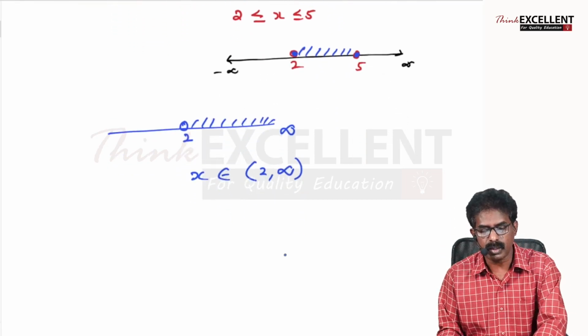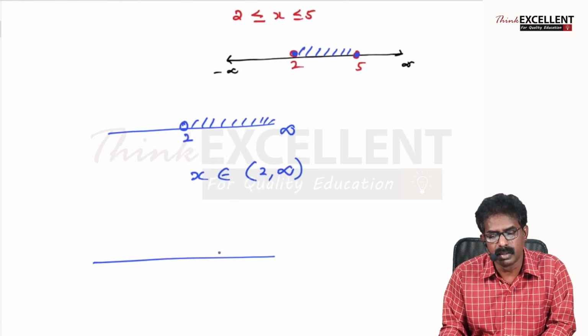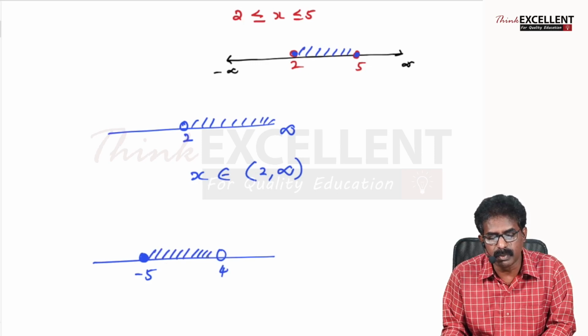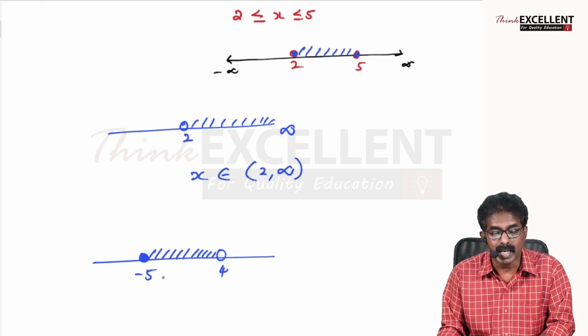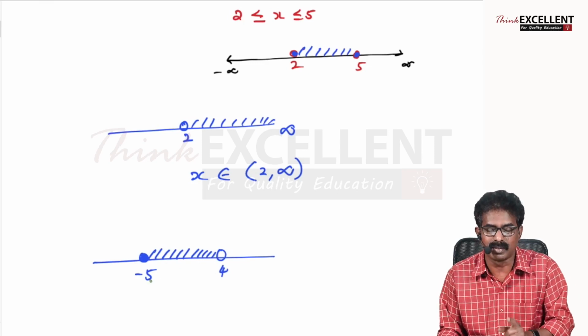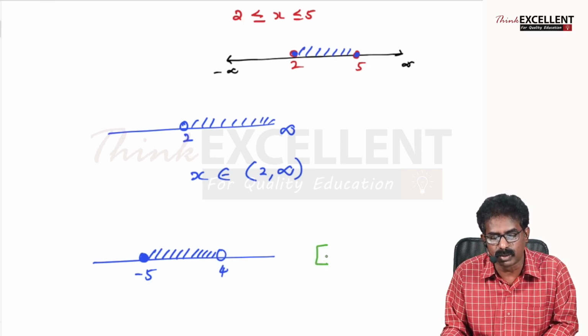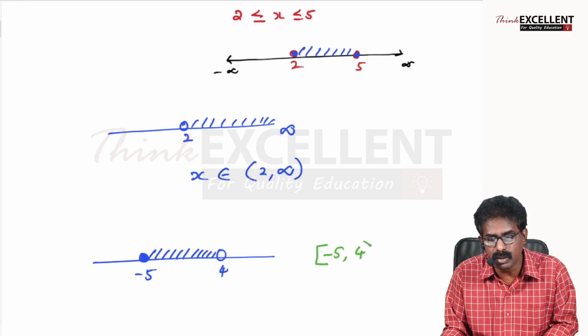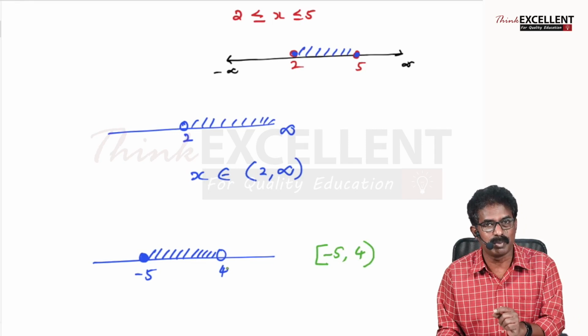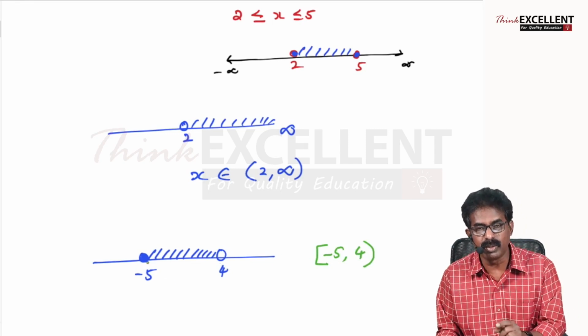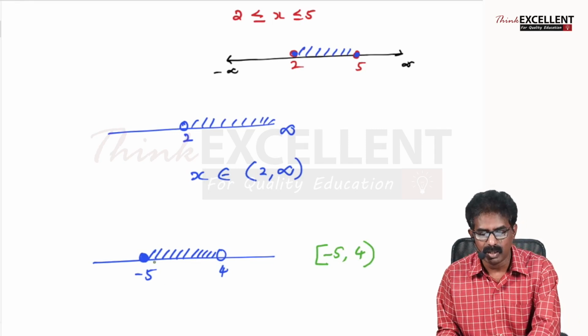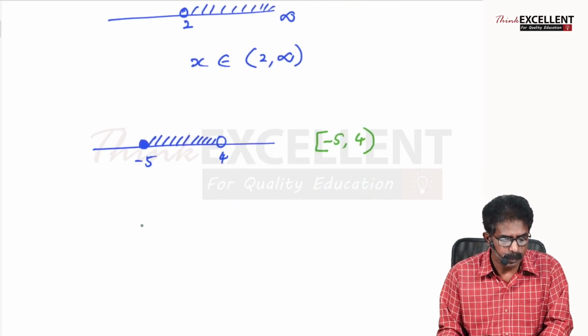Okay. Suppose I am taking something like this. I am shading, say this is minus 5 and here 4. This portion I am shading. Can you tell me which interval this one is? Minus 5 is included, right? Because it is dark. So minus 5 is included. So closed interval, minus 5 comma 4. But 4 is not included. So that side it is open interval. Are you able to understand? So if it is included, closed interval. If it is not included, open interval. Okay. So hope you understood all these things.